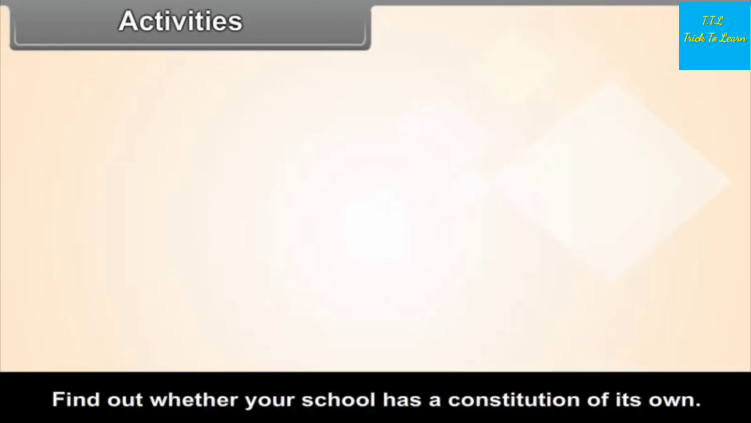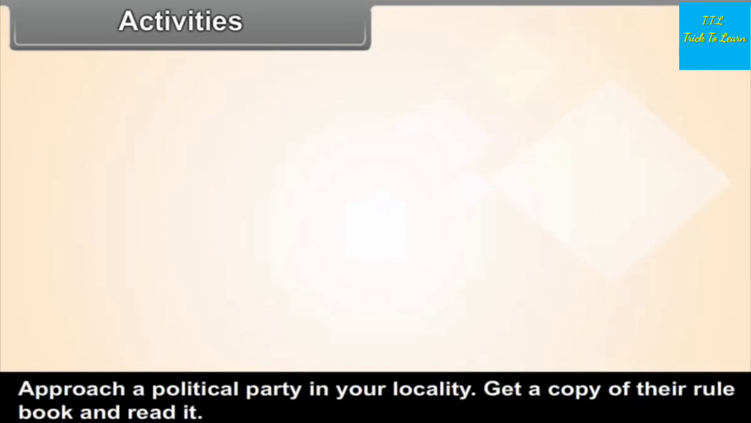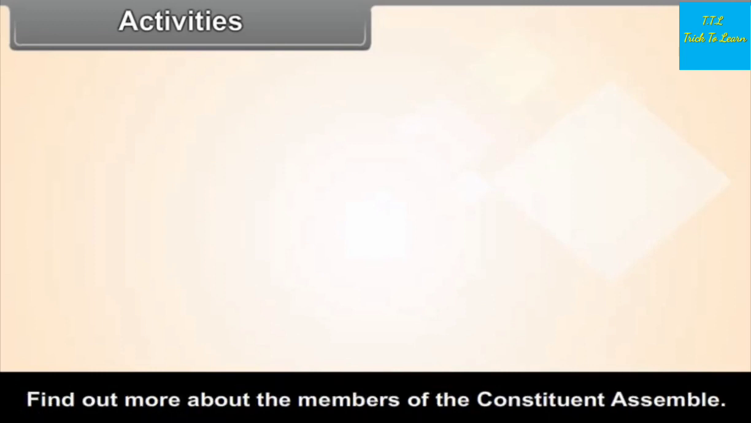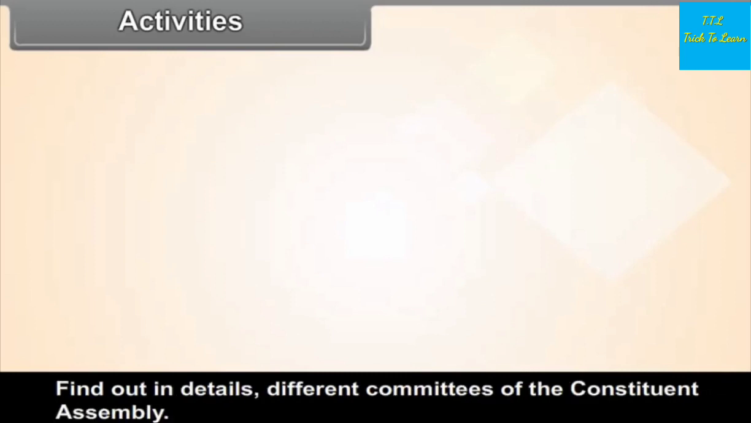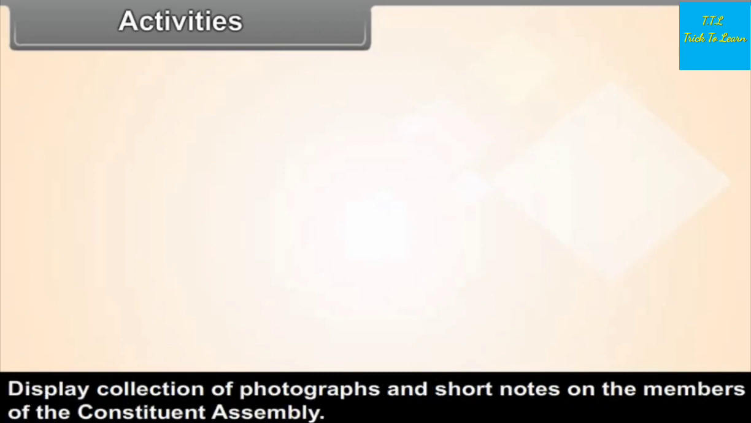Activities. Find out whether your school has a constitution of its own. Approach a political party in your locality. Get a copy of their rule book and read it. Find out more about the members of the Constituent Assembly. Find out in details different committees of the Constituent Assembly. Display collection of photographs and short notes on the members of the Constituent Assembly.